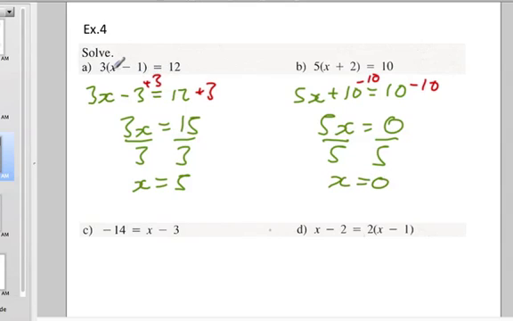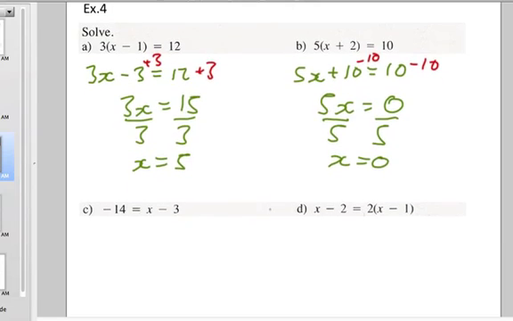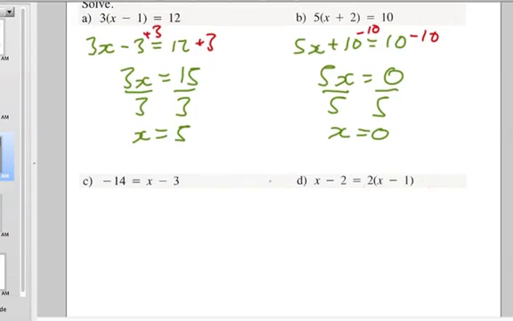Now in each case here, if we sub back in for here x equals 5, 5 minus 1 is 4, 3 times 4 is 12. So it works out. Here 0 plus 2 is 2, 5 times 2 is 10. So the solution we get satisfies the equation.